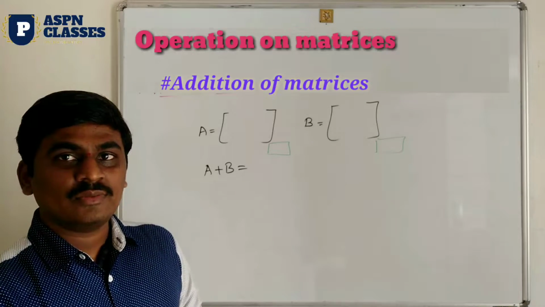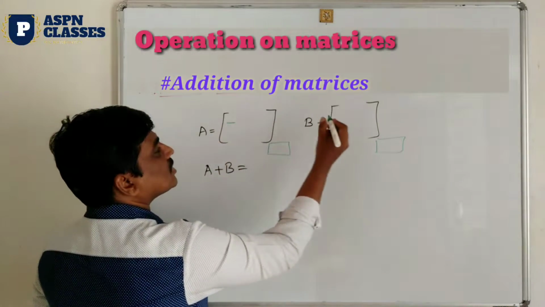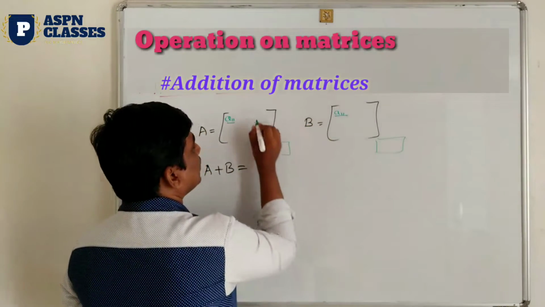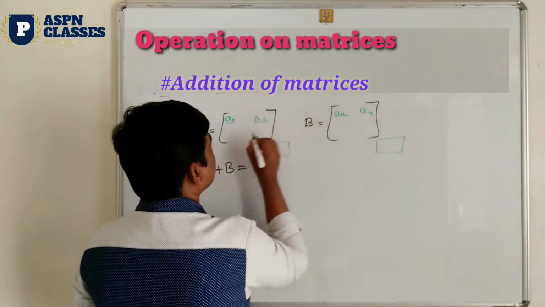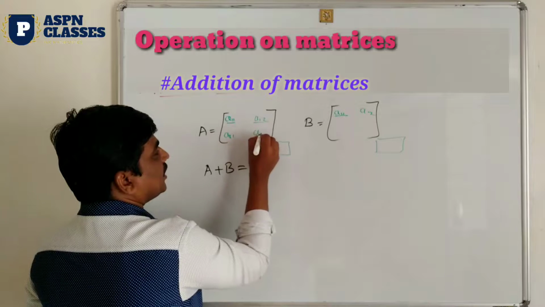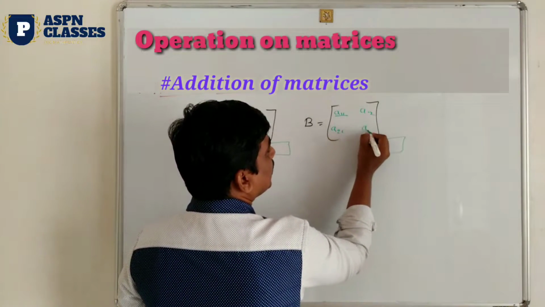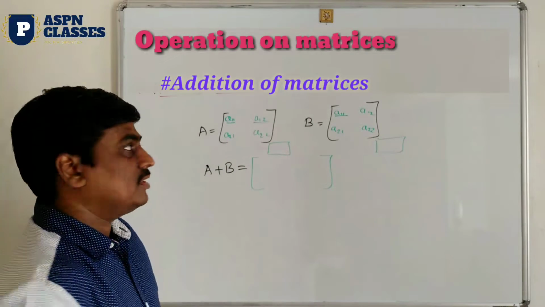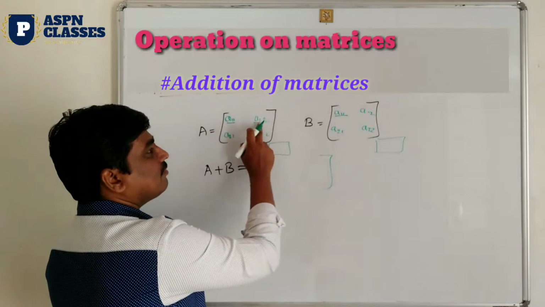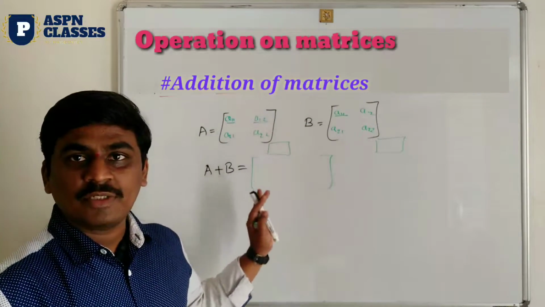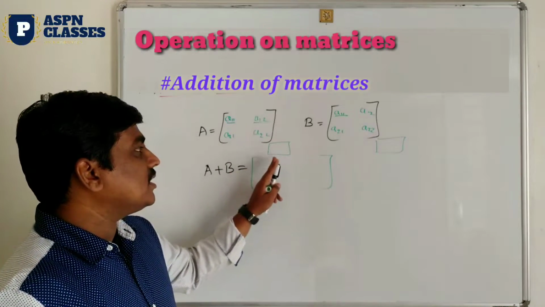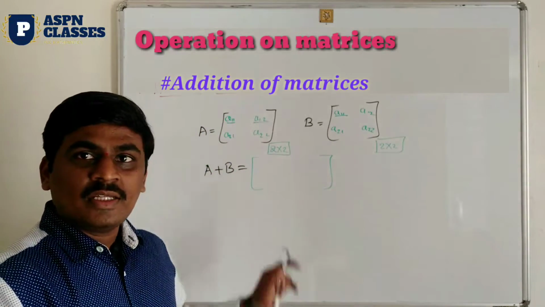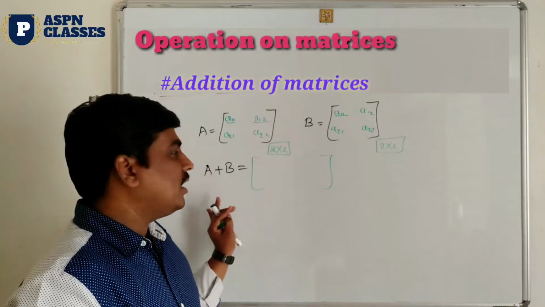The next condition is that the corresponding elements must be added. Here the element A11, here also A11, and here A12, here also A12, here A21, A22, here also A21, A22. These corresponding elements only have to be added in the A plus B matrix. It means A11 plus A11, A12 plus A12. This way corresponding elements you have to add, and the order of this matrix is 2 into 2, and this order is also 2 into 2. The order must be the same, then corresponding elements only have to be added. That is the addition of matrices.